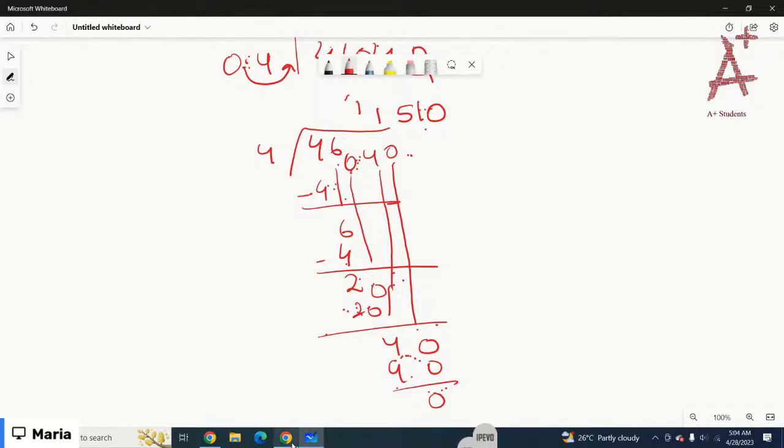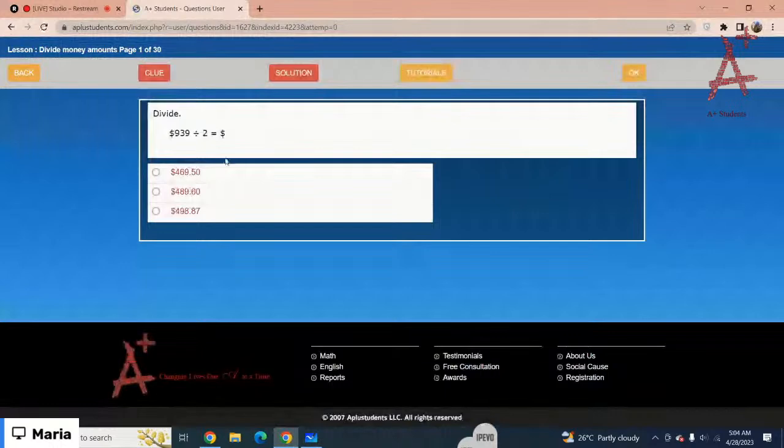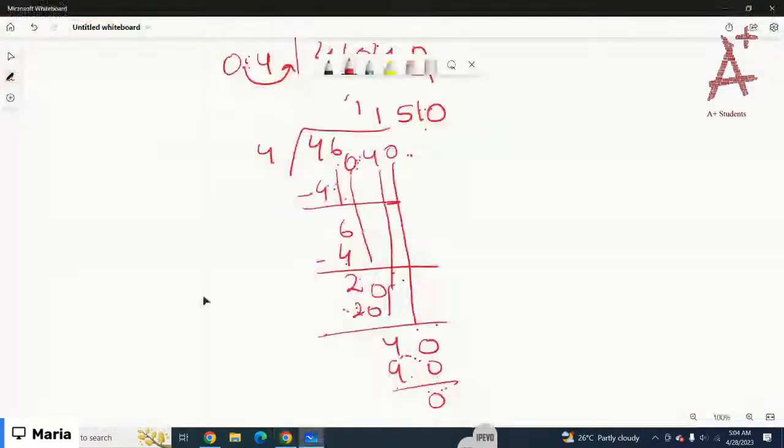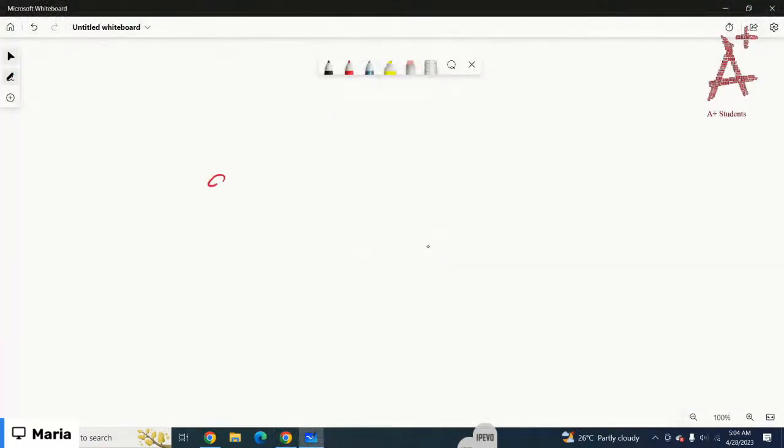Let's just start with the test questions so that we can do the practice questions. You can have a look at the tutorial one because they are already solved. So let's start with the first example, that is $939 divided by 2. We are dividing the money amount. So just look at the first digit, that is 9. You have to count 2 until 9 or a number that is less than 9. Got it?